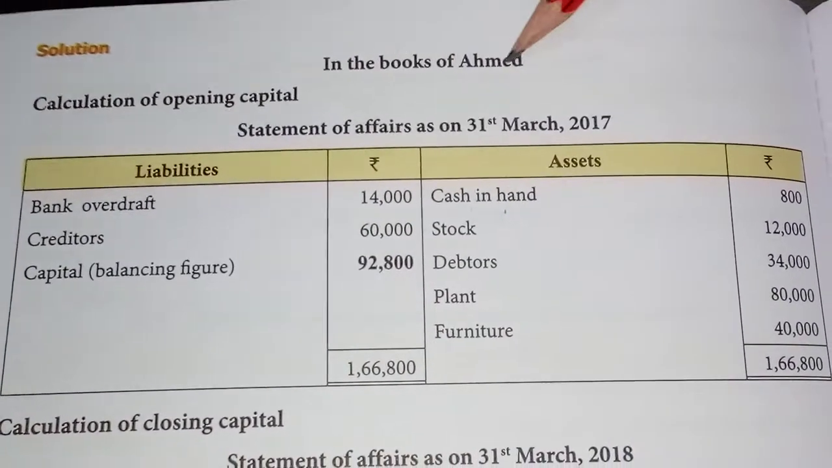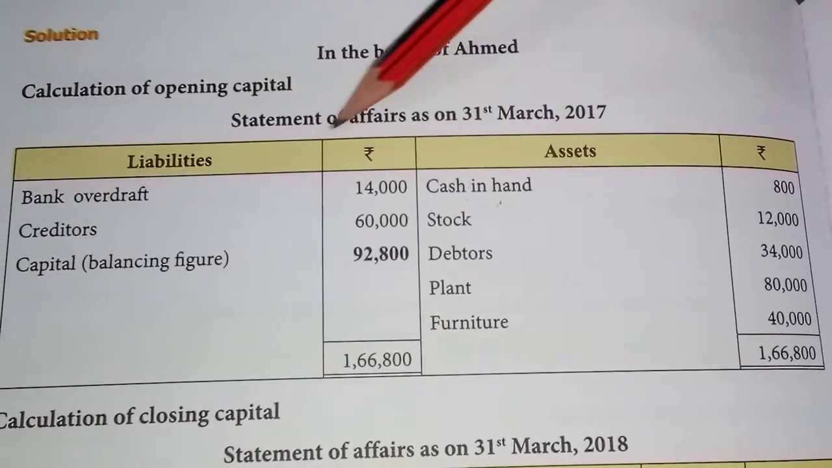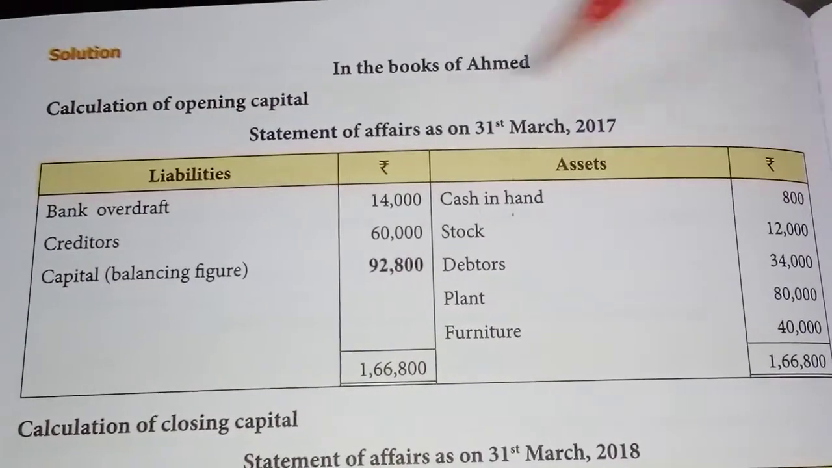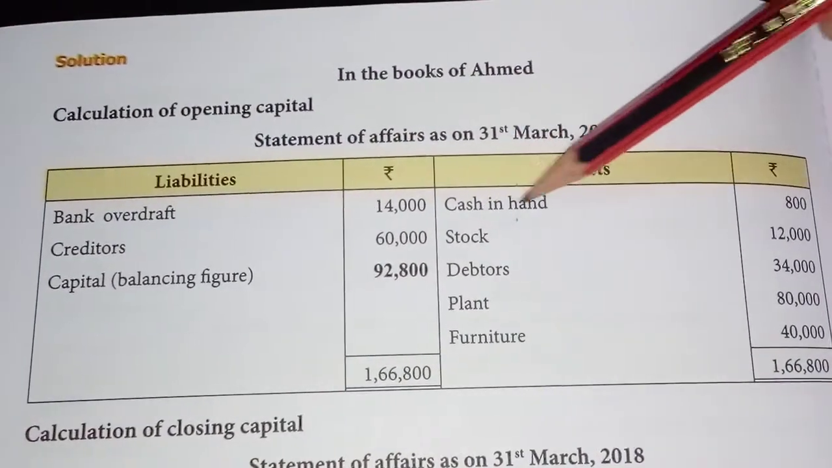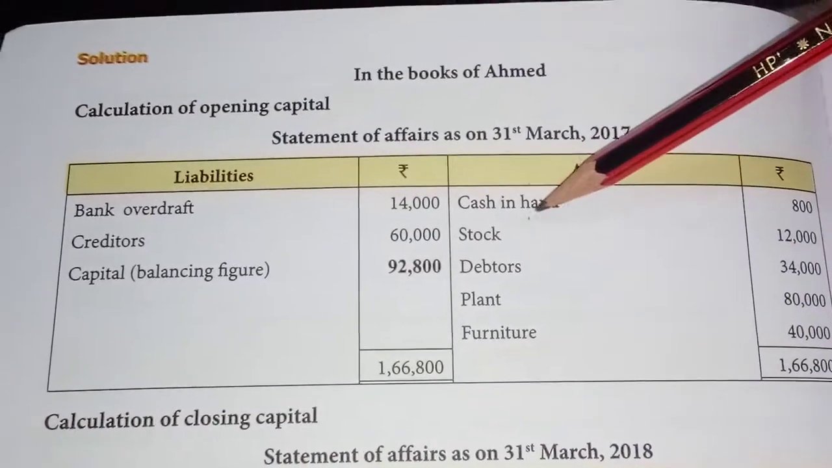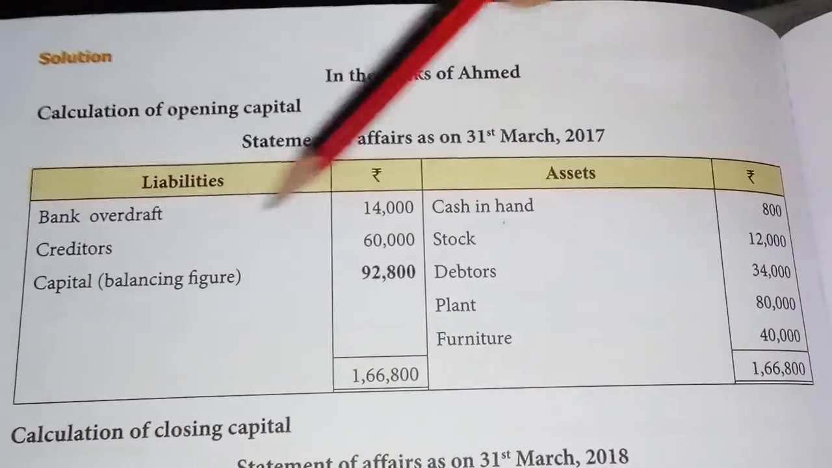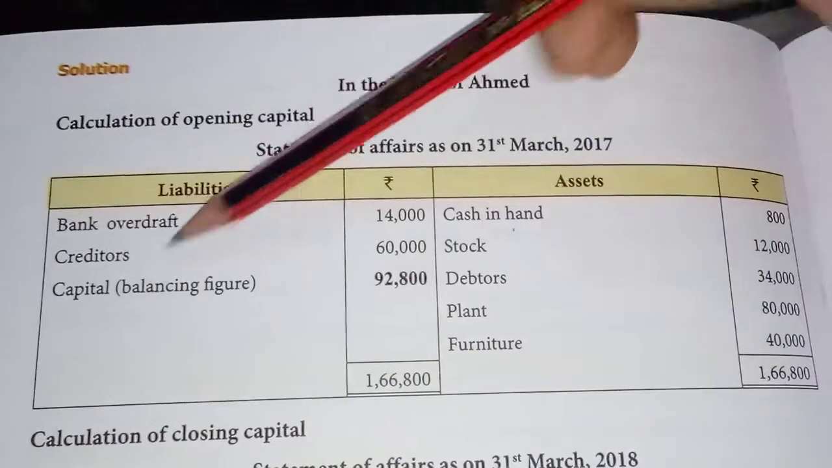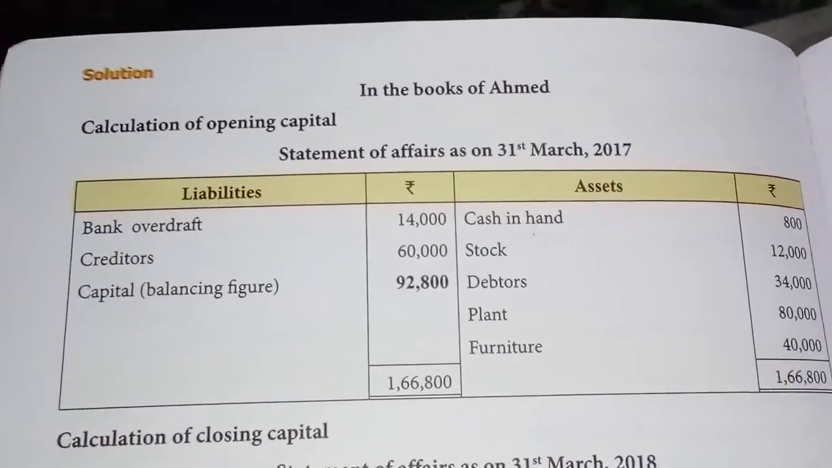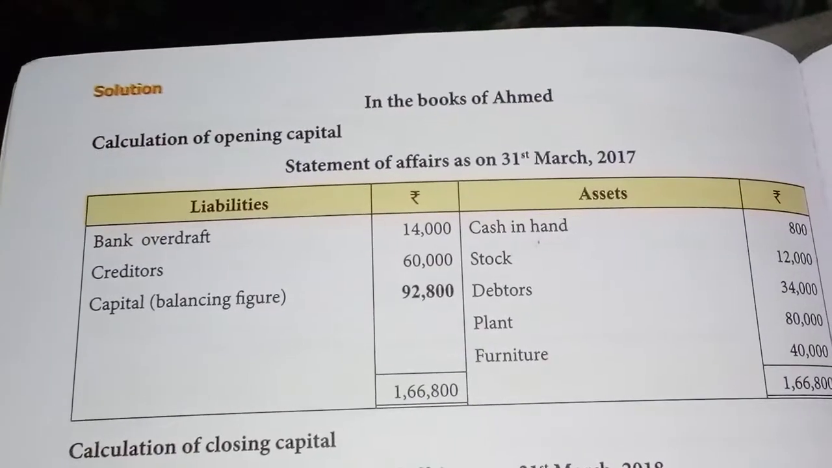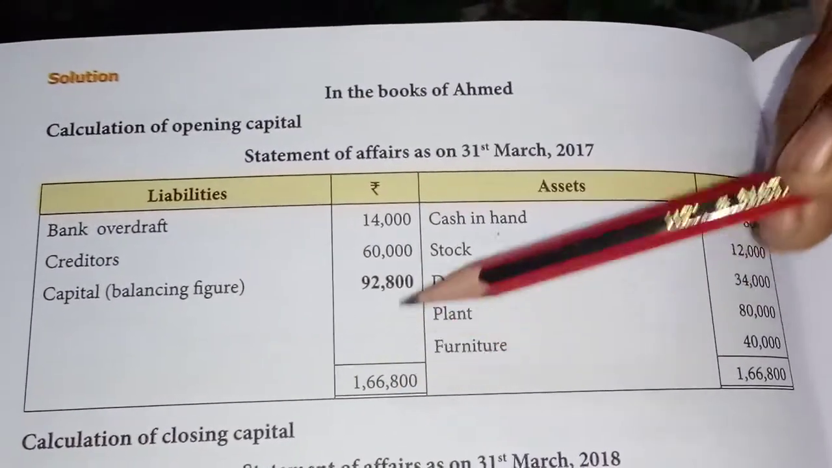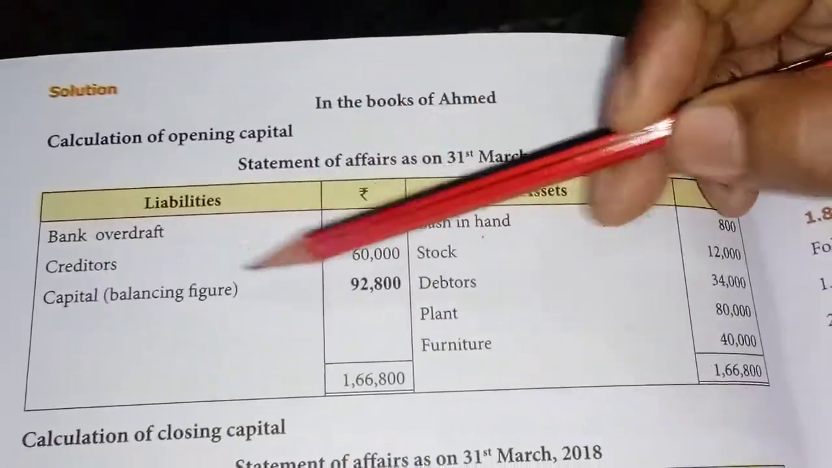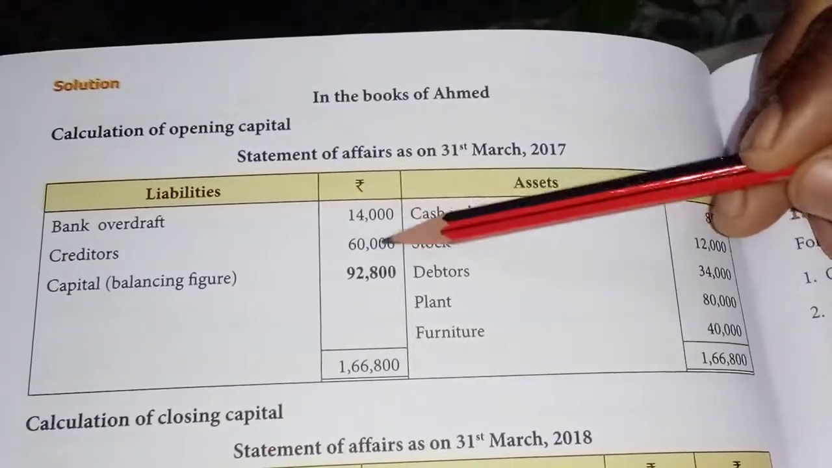First you write in the books of Ahmad. Then no need to write this one. Statement of affairs as on 31st March 2017. Write assets rupees column, liabilities rupees column, cash in hand. Cash at bank is creditor given, so we should write bank overdraft 14,000. Then stock, debtors, plant, furniture, then creditors. Then we need to add the assets column. Write the same amount on the liabilities side and balance it the same way.